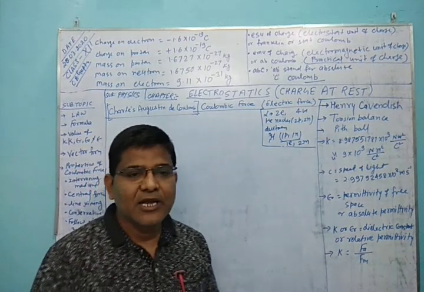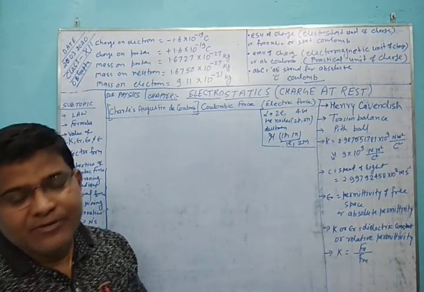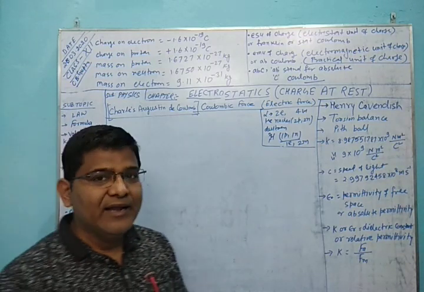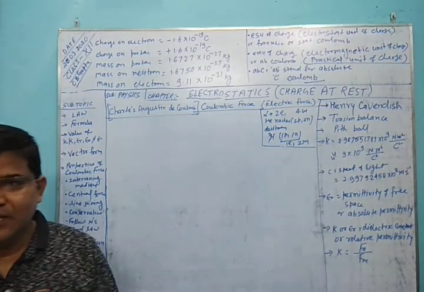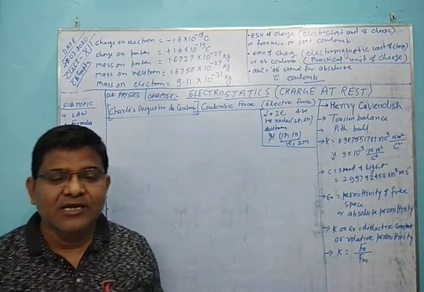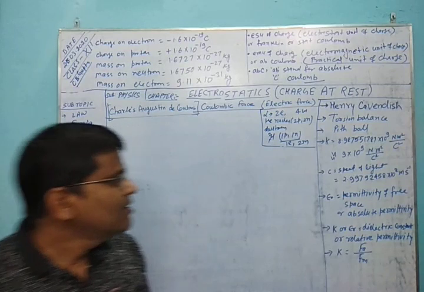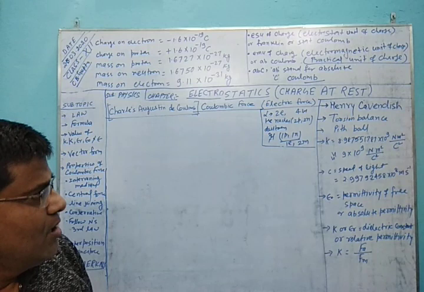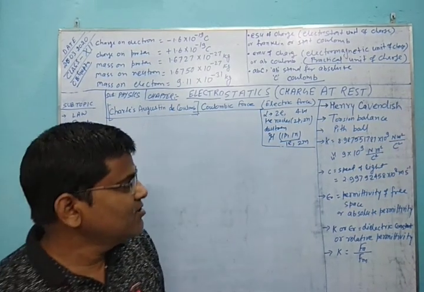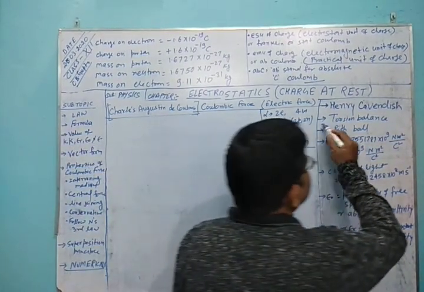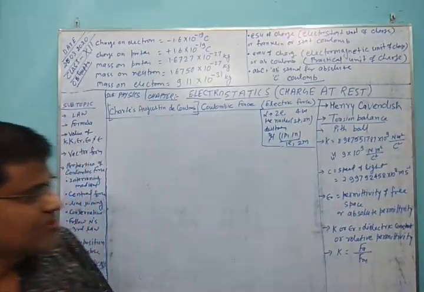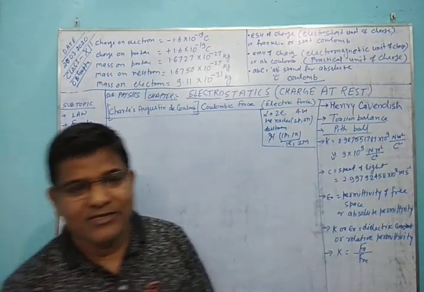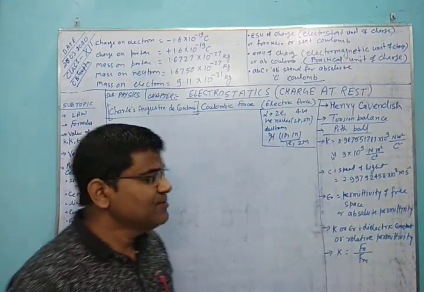Coulombic force or electrostatic force between two charged particles: as given by Henry Cavendish, like charges repel each other and unlike charges attract each other. After this concept, Coulomb did a very good experiment on this concept, on a torsion balance. This is an experiment done by Coulomb.